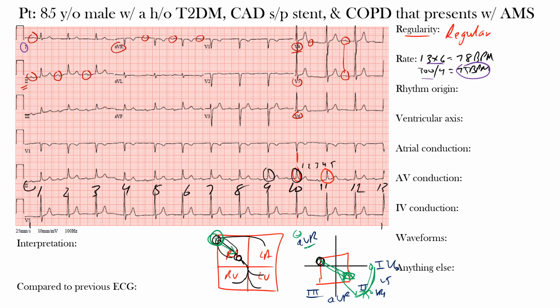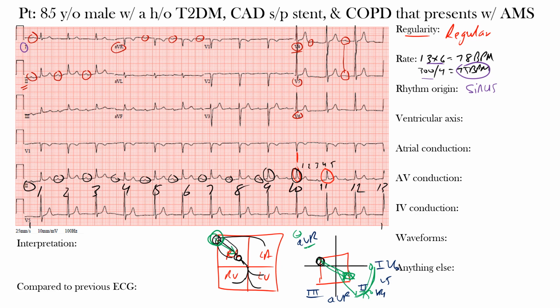We can come down here to the rhythm strip. Notice that these P waves all have the same morphology, and notice that there's always one P wave for every QRS complex. So we always have that P wave preceding the QRS complex, and that's a 1-to-1 ratio. So if you meet all those criteria, and we do here, we in fact are dealing with sinus rhythm. So our rhythm origin is from the sinus node. So this is a sinus rhythm going on.